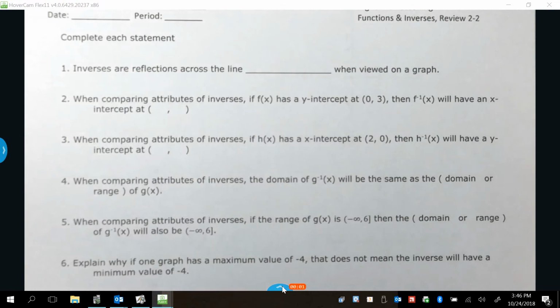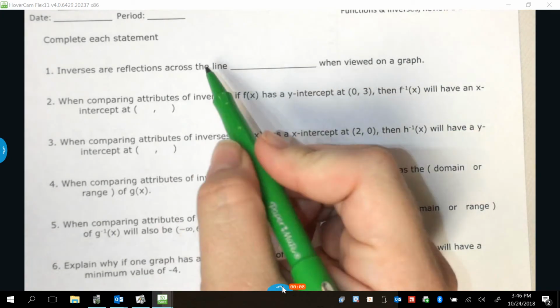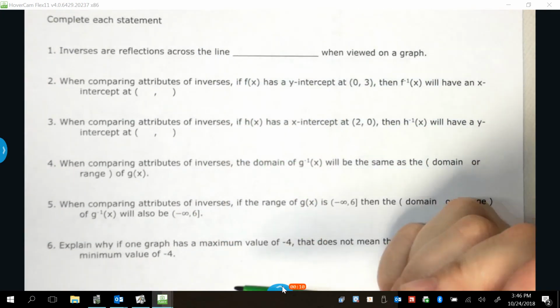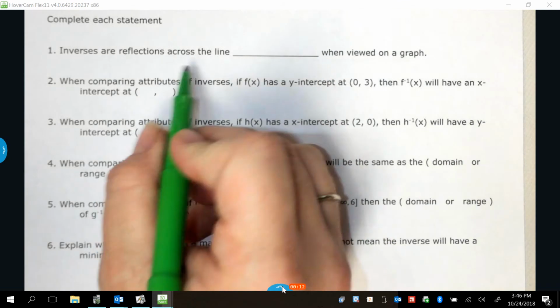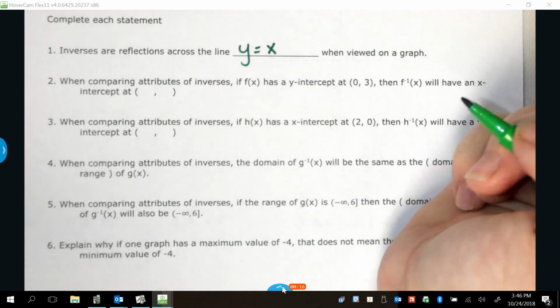Hey y'all, test tomorrow. It's our inverse test for algebraic reasoning. So just so y'all know, when we're completing each statement, these questions tomorrow are actually going to be true or false. Okay, so inverses are reflections across y equals x, the linear parent function. Okay?